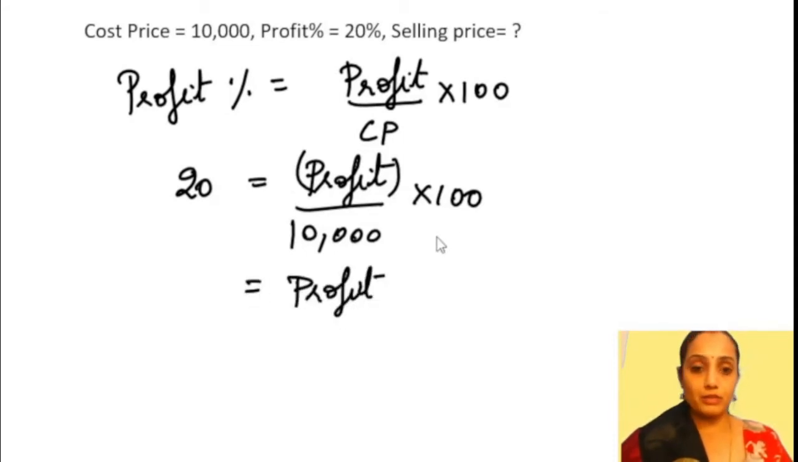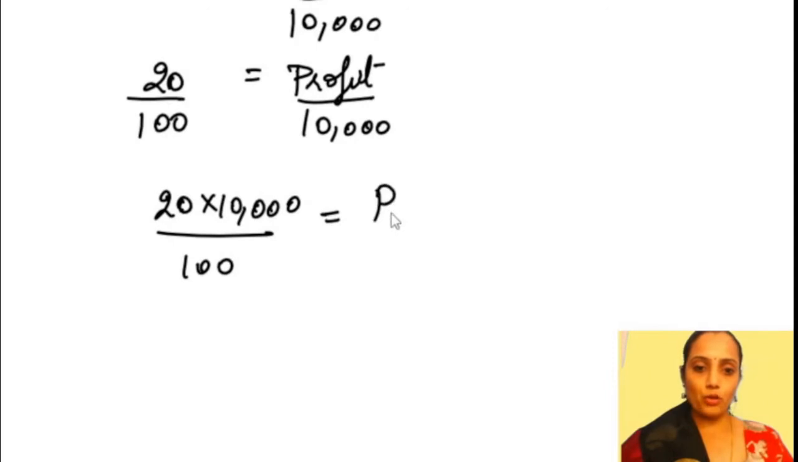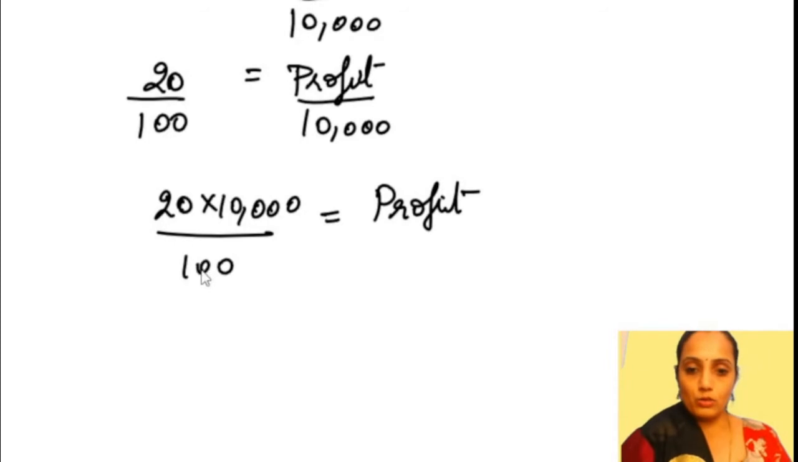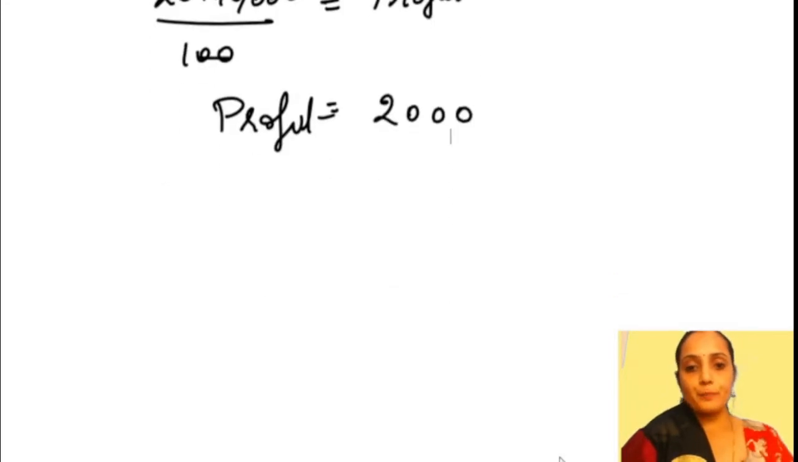Let's divide both the sides by 100. So we have 20 by 100 is equal to profit by 10,000. Now let's multiply both the sides with 10,000. So we have 2,000 is equal to profit. Now we have profit on one side of the equation. So solving for this, we get profit is equal to 2,000 rupees profit. Okay, so now what's the selling price?